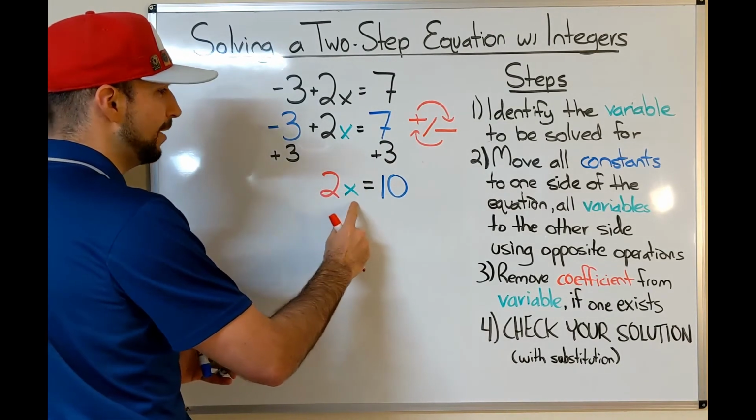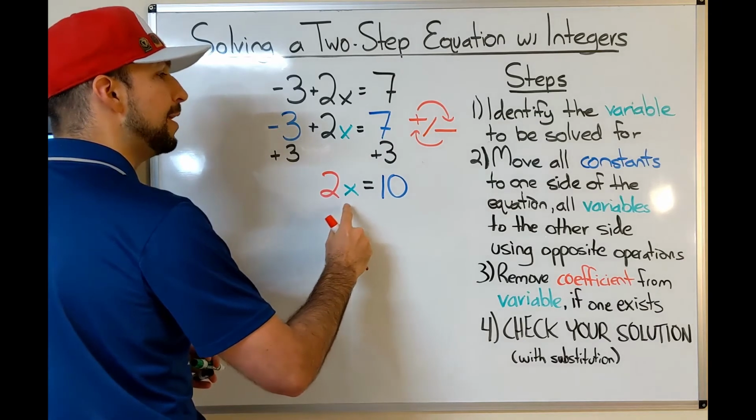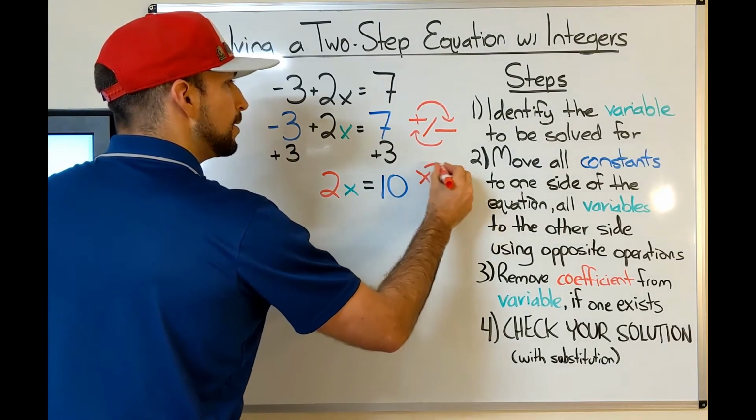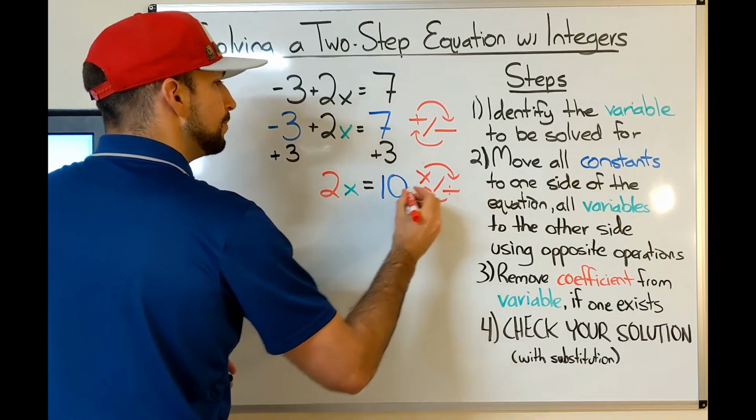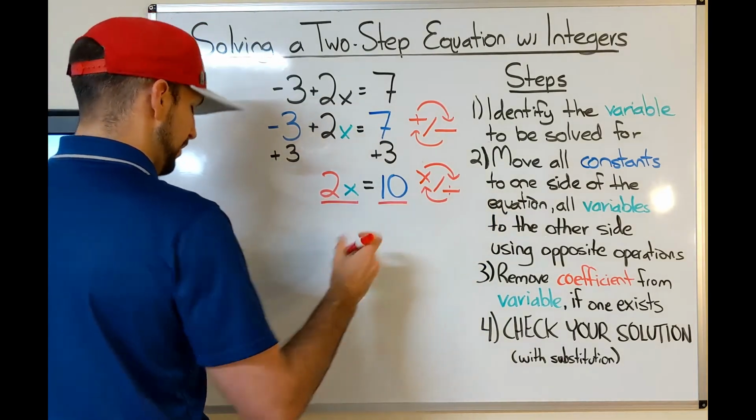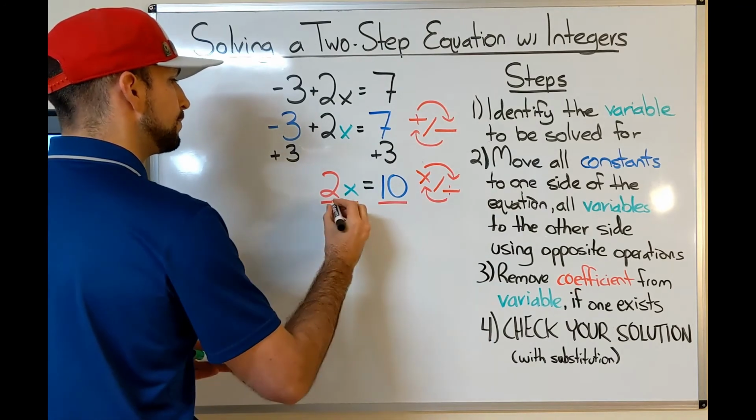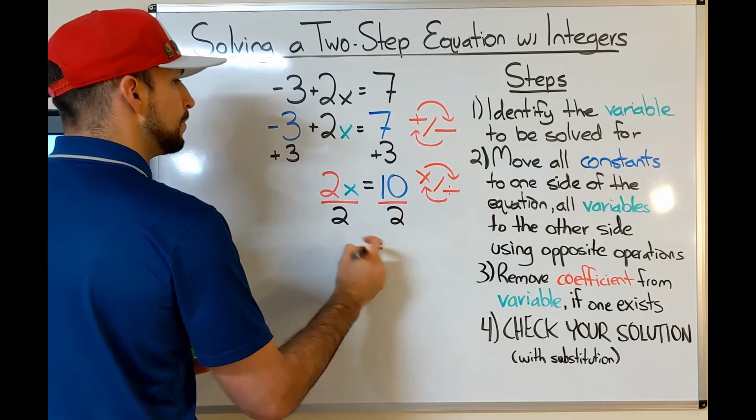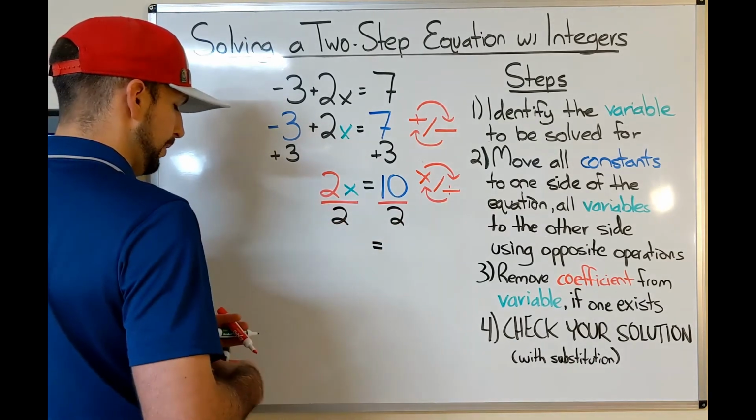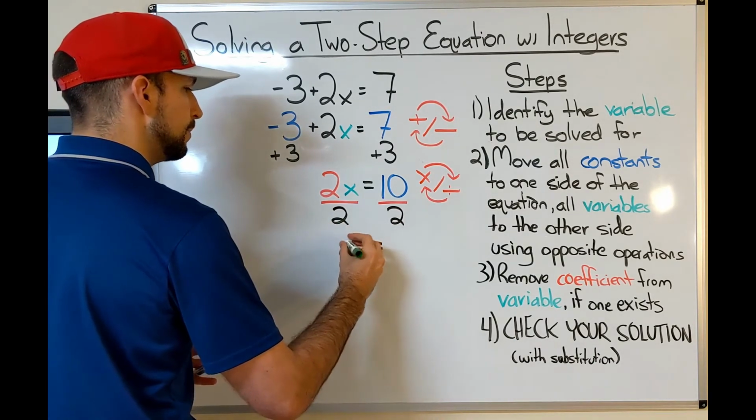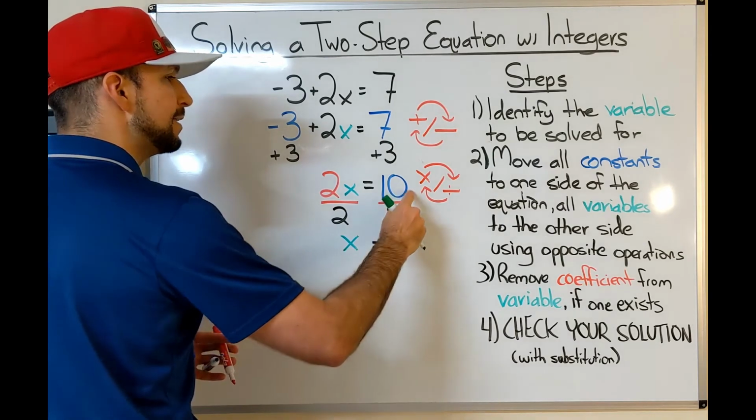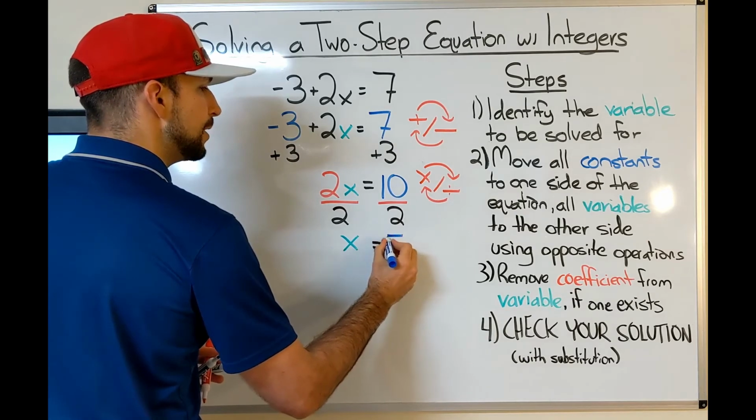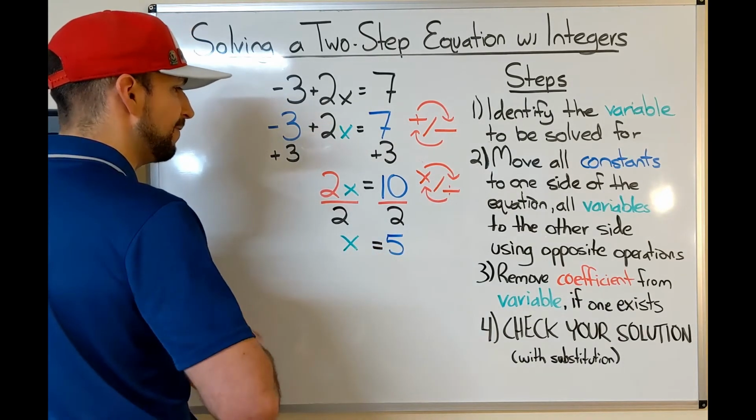This 2 is in front of the variable, so it's multiplying that variable. To remove it, we're going to use the opposite of multiplication. We're going to divide everything by 2. So let's divide everything by 2. Two x divided by 2 is just going to give us x. 10 divided by 2 is going to give us 5. So our tentative solution is x equals 5.